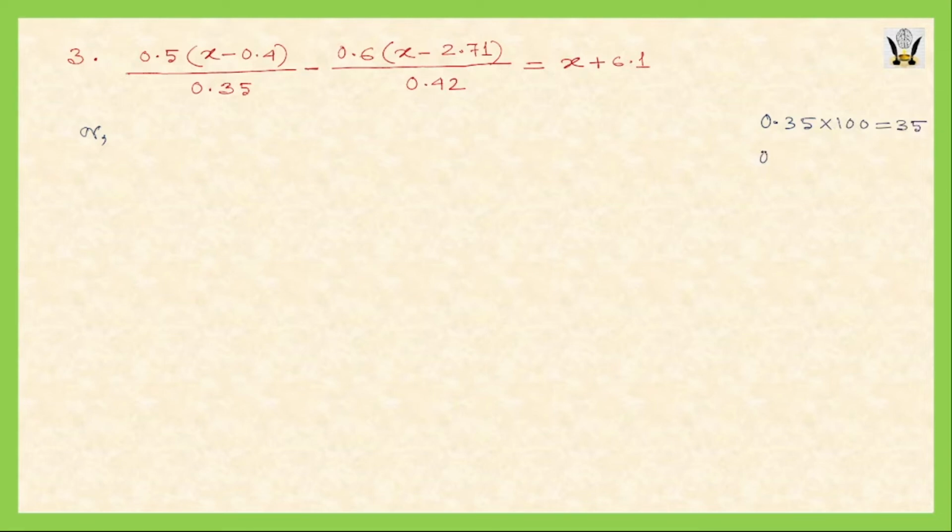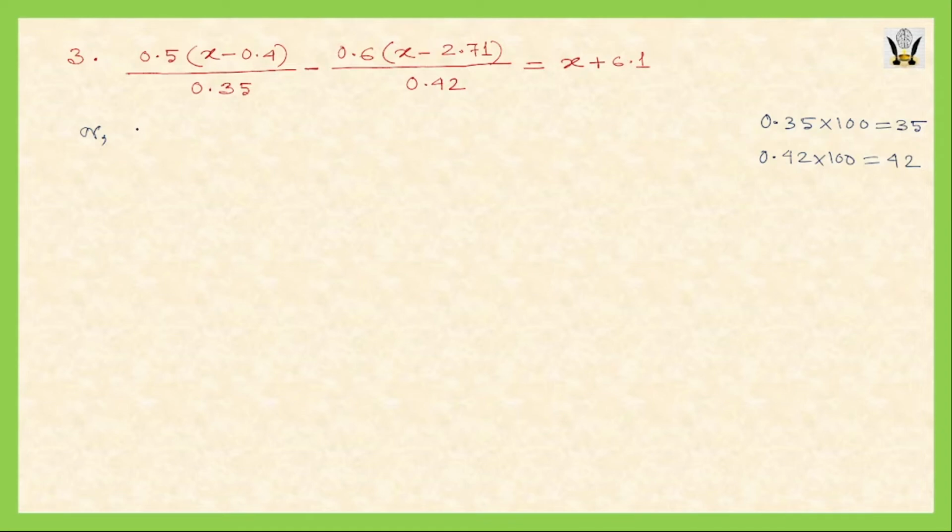Similarly 0.42, if we want to convert this to an integer value, then again we have to multiply it by 100, and then it will become 42. And simplification with 35 and 42 will be easier compared to 0.35 and 0.42, and that's why we can apply this trick. Now when we are multiplying the denominator of every term by 100, then definitely we have to also multiply by 100 the numerator parts also.